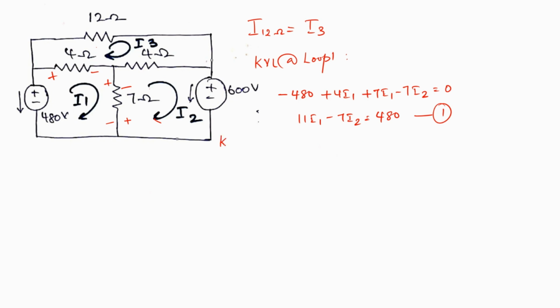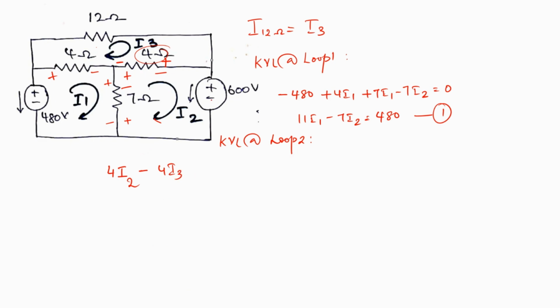This is my first equation. Now if I apply KVL at loop 2. So this is my second loop. Here this is the direction of my current. So this being plus, minus, and the other directions are already marked. So I can write the equation as 4. Okay, we have to also consider I3 while looking at the 4 ohms. So here we need to put a plus and a minus. So now this would be 4I2 minus 4I3.